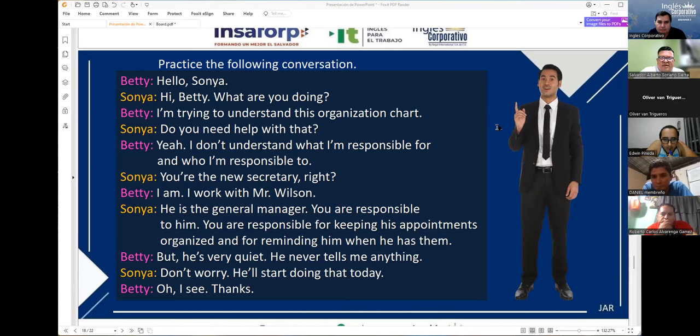Organization chart, what does it mean? Organigrama. Oh, okay. Organigrama.